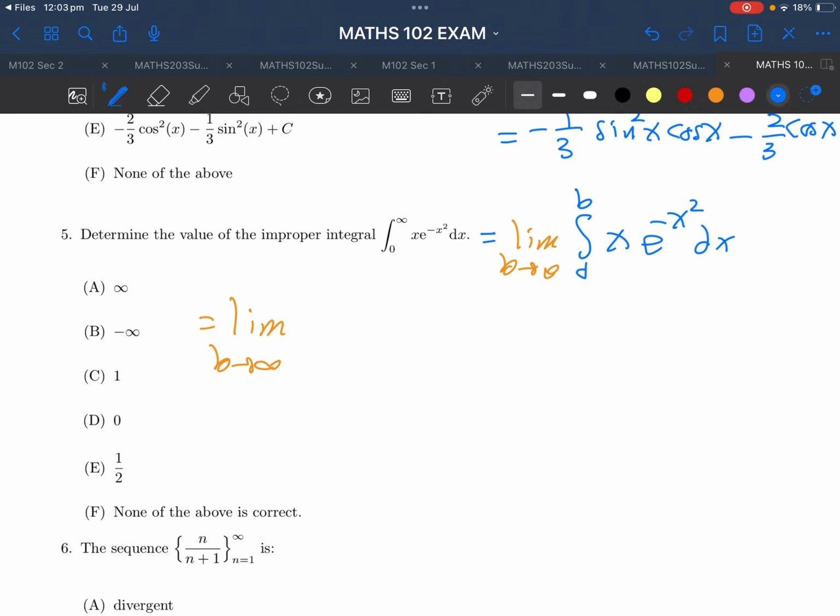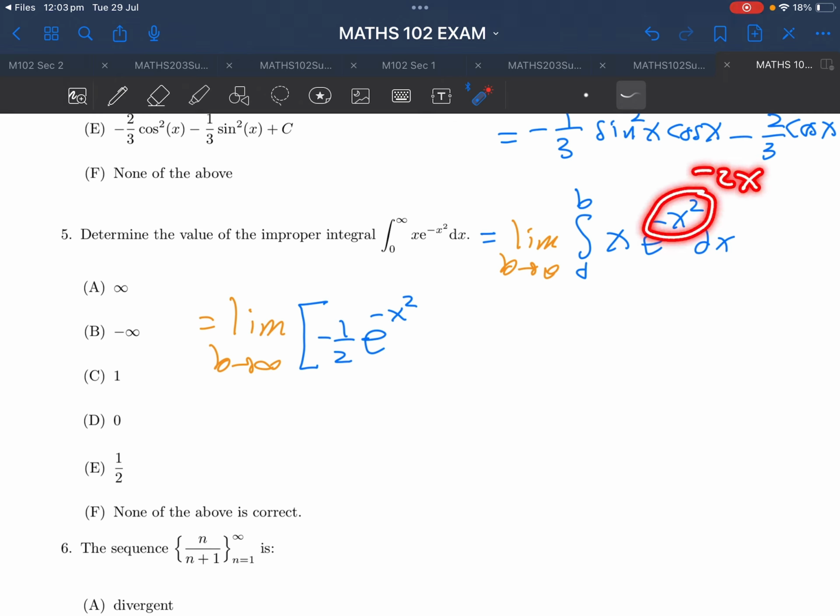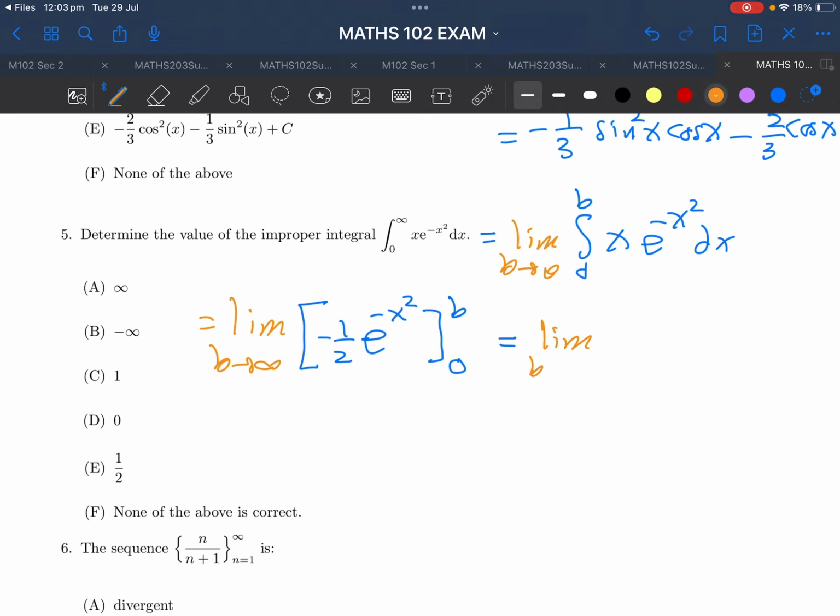So if we use u substitution, this will be e to the -x squared times -half. Why? Because when you do the derivative of this one, it is -2x, and you only have x, so you divide by -2. And then you substitute from 0 to b. Next, just find the limit as b goes to infinity. How do we find this one? Just -half e to the -b squared plus, if we substitute 0, it will be just half.